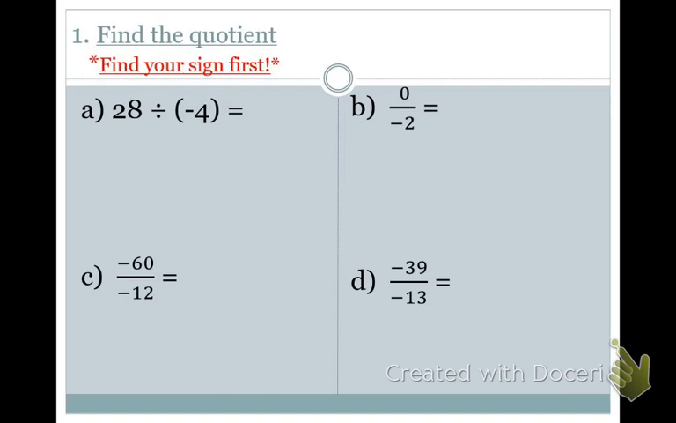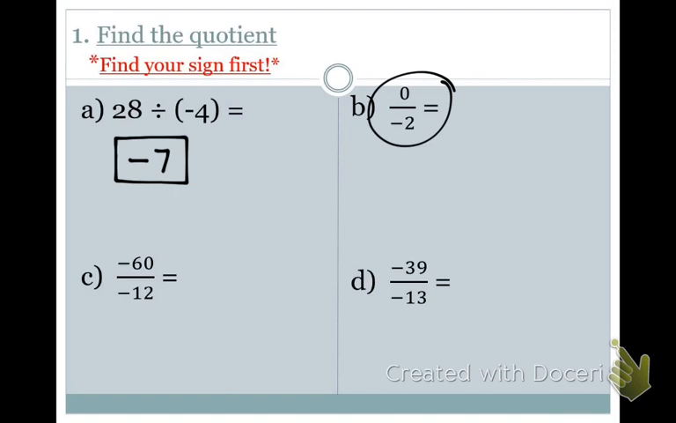So let's look at this first one right here. How many negative numbers do you see for problem A? 1. Only 1. Is 1 an odd or an even number? Odd. Anytime you have an odd number of negative numbers, your answer will always be? Negative, okay? So, what is 28 divided by 4? 7. So your correct answer is? Negative 7.